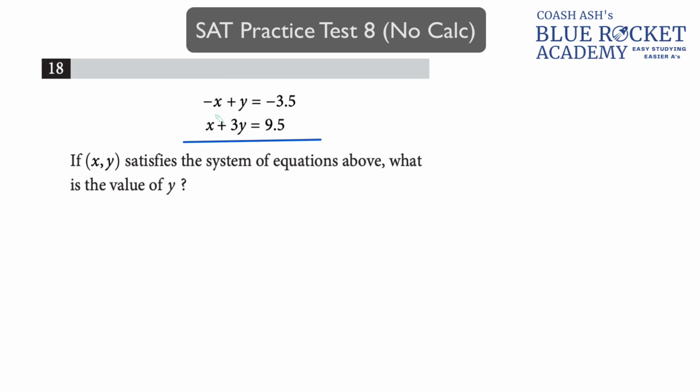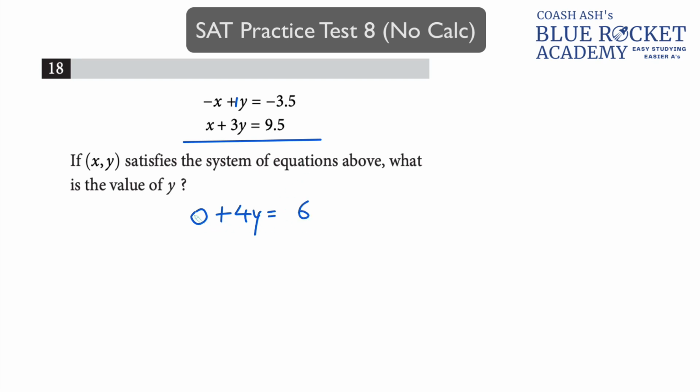So when you add negative x and x, you get a 0. And then you've got 1y and 3y. When you add it, you get a 4y. And then negative 3.5 plus 9.5, which means 9 minus 3 really is equal to 6.